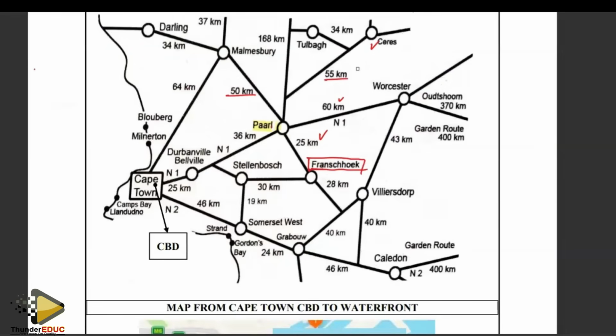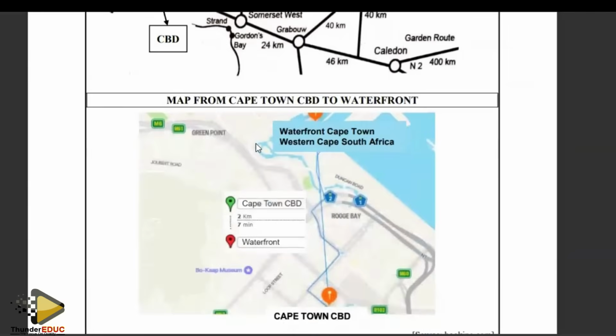So they are from Pearl to Cape Town. That means they have to travel 36 plus 25. We are looking for the distance. Moving from Pearl to Cape Town, they have covered approximately 61 kilometers. But then from the waterfront to Cape Town CBD, it takes 2 kilometers. So here we add on the 2 kilometers, which becomes the total distance.